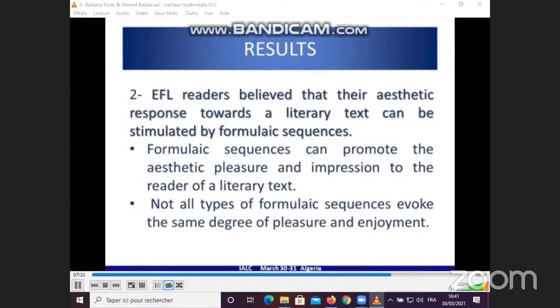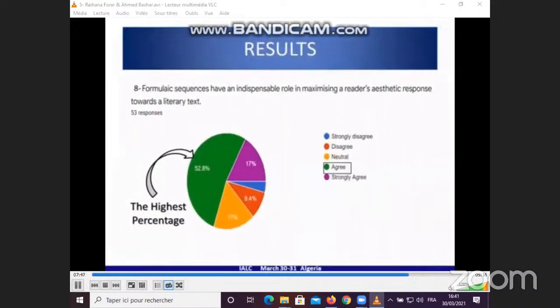However, not all types of formulaic sequences can evoke the same degree of pleasure and enjoyment. That is to say, some sequences such as idioms and collocations can be more pleasantly rhythmic in comparison to other sequences such as phrasal verbs. And this result was confirmed by the respondents, when 77.4% agreed and strongly agreed on it.